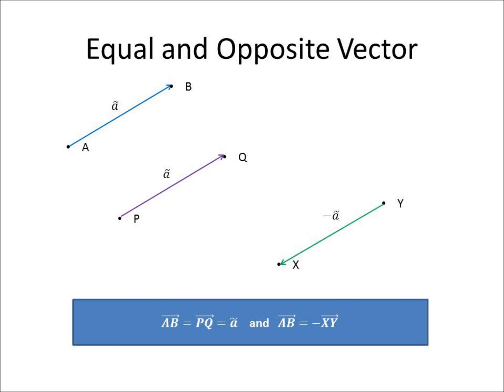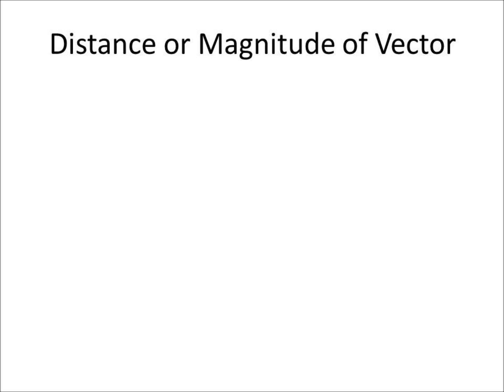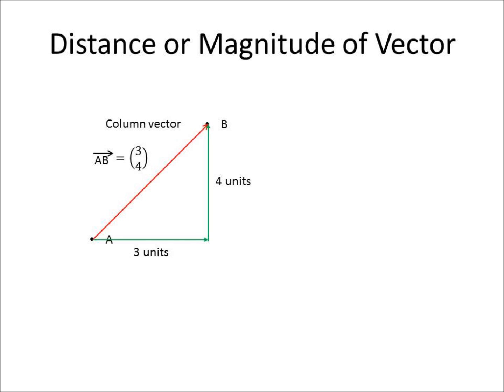After all this, the next thing we are interested in is whether we are able to calculate the distance, the so-called magnitude, of a vector. Actually, we can. Taking the same example, the column vector of AB is given as 3, 4, which means it's moving 3 units to the right and 4 units upwards. If you draw a triangle like this, you can see it's a right angle triangle with the base and height given. To find AB, which is the hypotenuse, you can simply use the Pythagoras theorem to find the distance or magnitude.